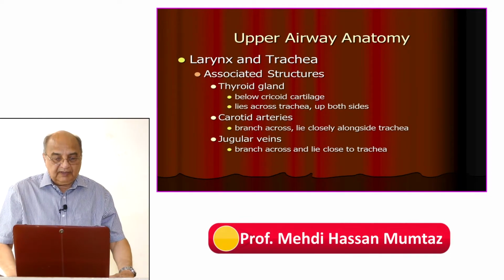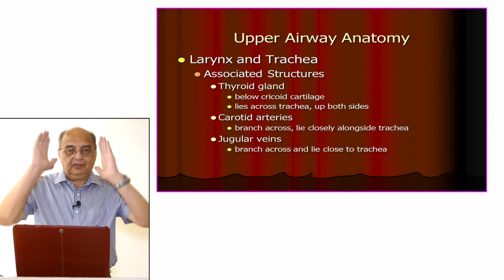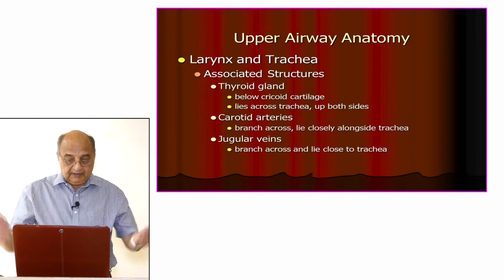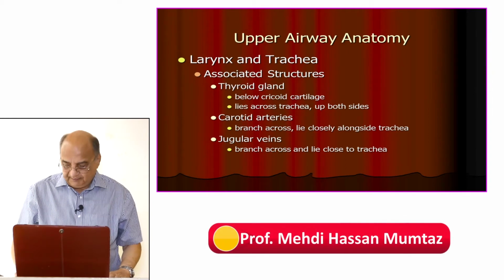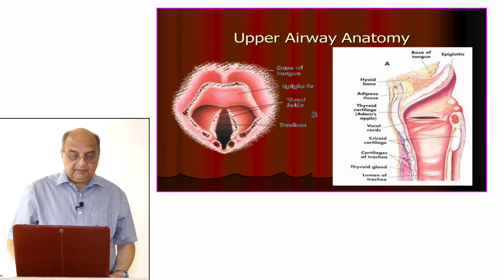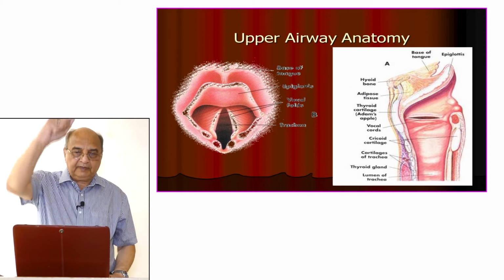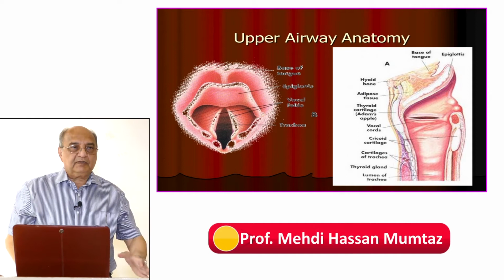Now, the carotid arteries are lying alongside the trachea. Jugular veins are also lying alongside the trachea. And this is the gross anatomy of the larynx and upper airways you should know. Then the nerve supply and other things. This is how it looks. This is the epiglottis, and behind this epiglottis is where it joins the tongue. So that's called the vallecula. You lift it like this, and you can see the vocal cords. And through the vocal cords we pass the tube.